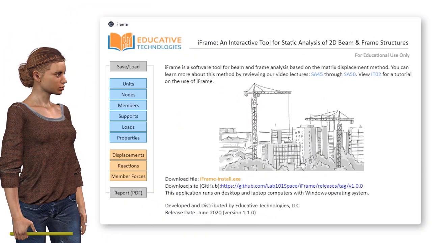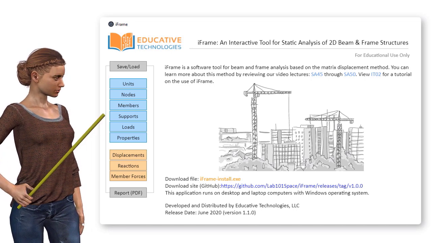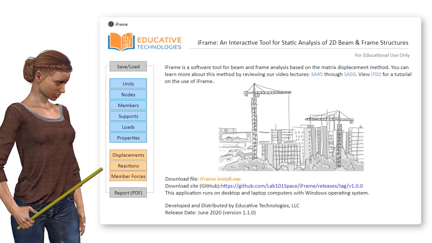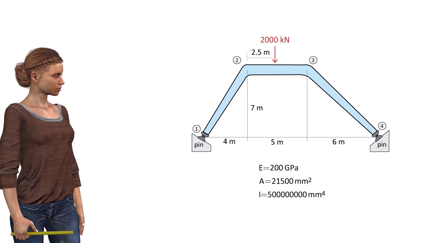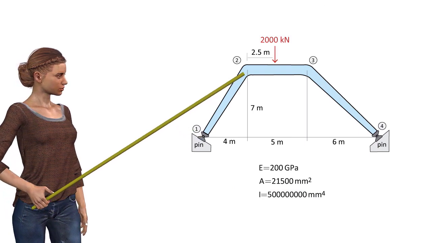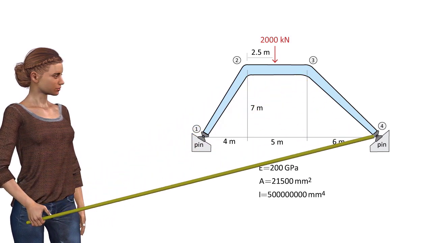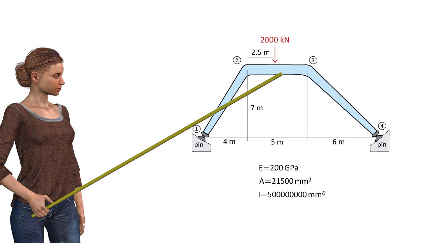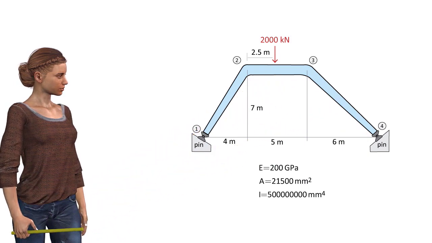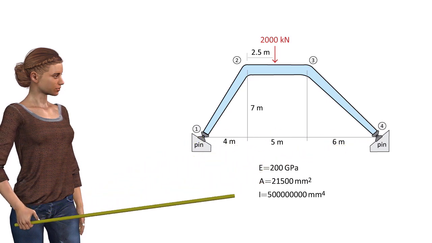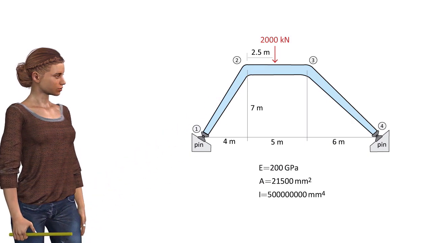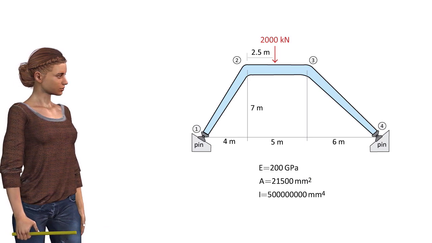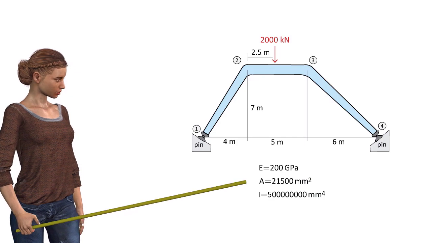As you can see, the application program has been organized around several tabs for modeling a frame and viewing the results of the analysis. Let's go ahead and use iFrame to analyze this structure. The frame consists of four nodes, numbered 1 through 4, and three members. The structure rests on two pin supports, and there is a concentrated load of 2,000 kilonewtons applied at the center of the horizontal member between nodes 2 and 3. For the sake of simplicity and clarity, let's assume that all three members share the same material and section properties.